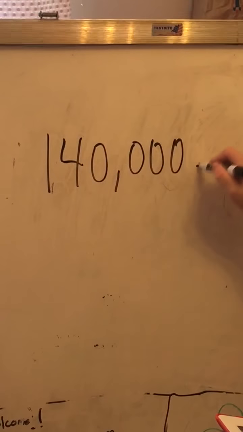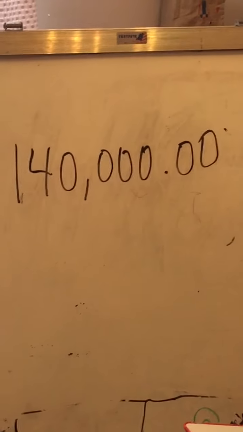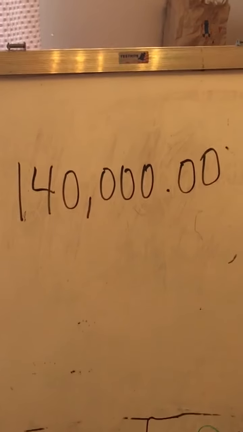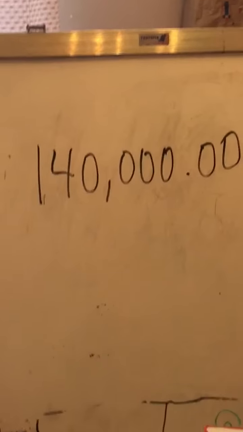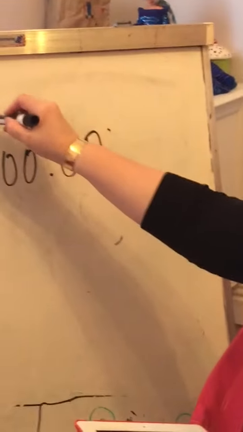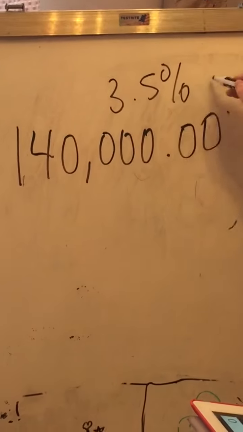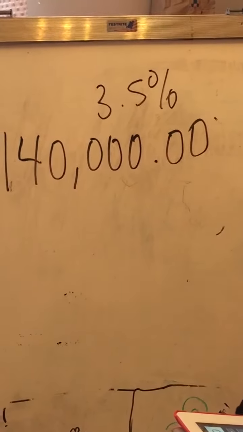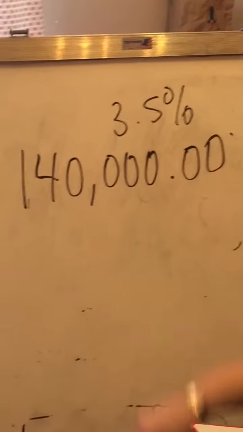$140,000. Okay, so let's say your house is worth $140,000 and you go and sell it, and the real estate agent gets 3.5% commission. Okay, that's the money that they make on the house. They don't make anything else. They do not get a salary. They make 3.5% on $140,000.